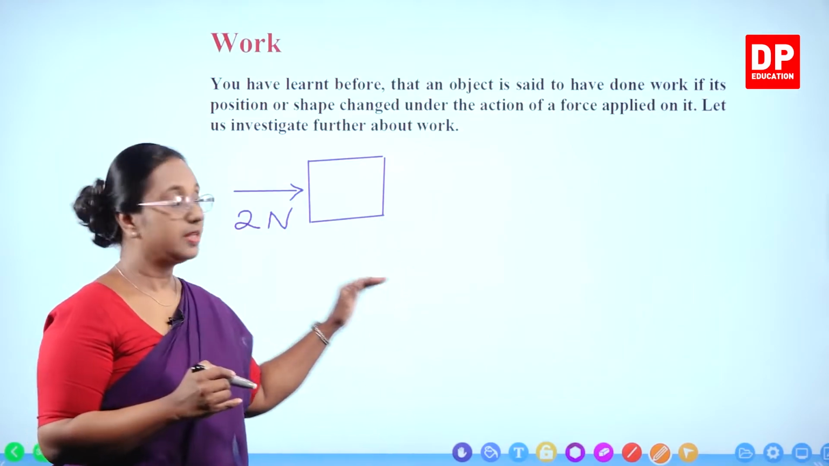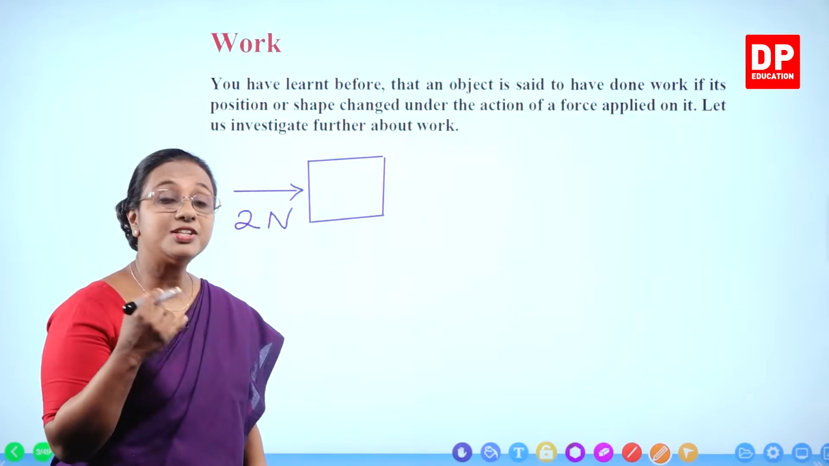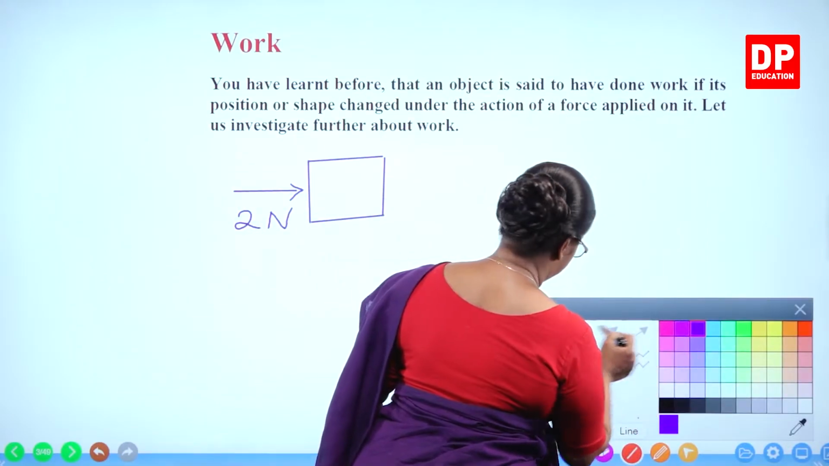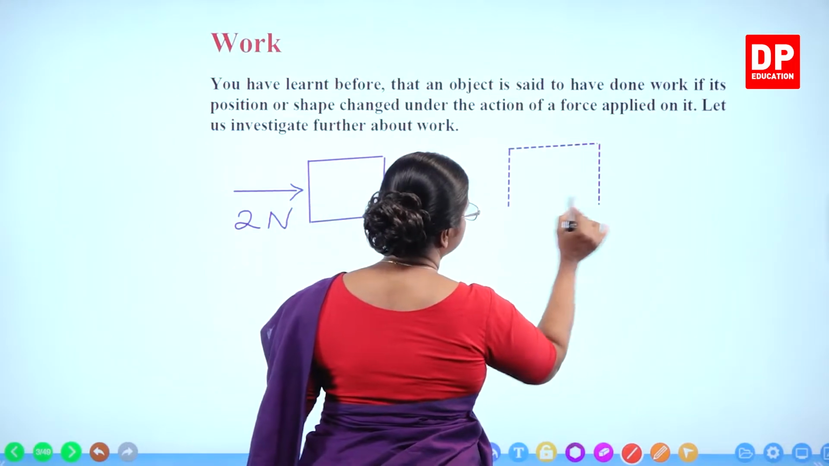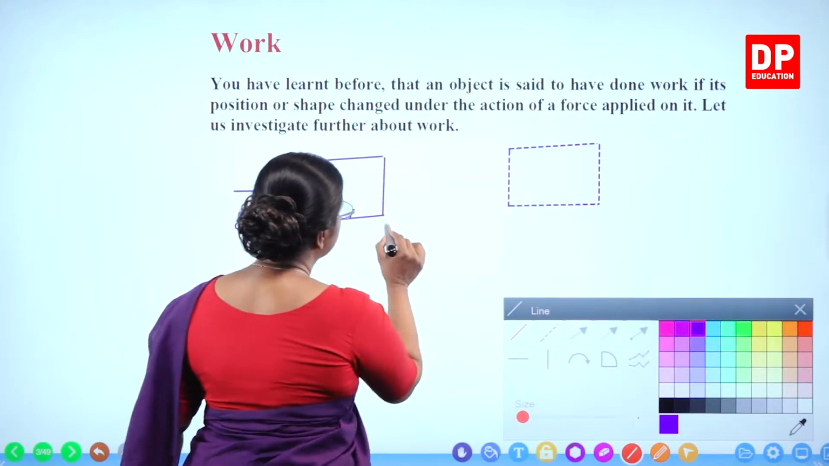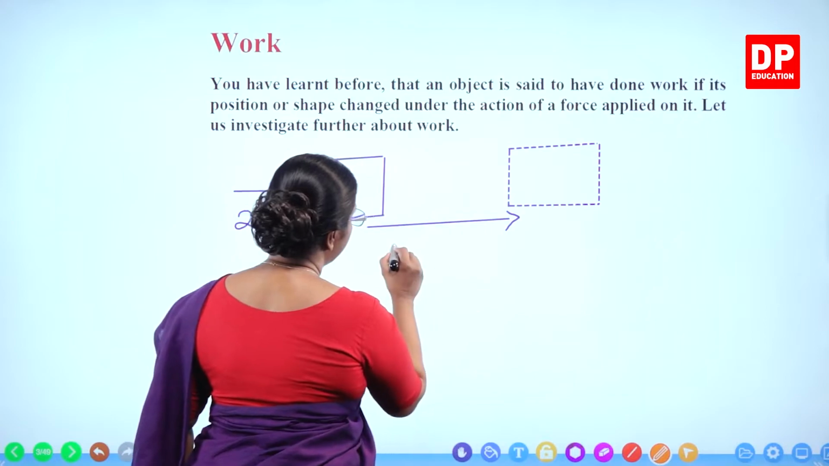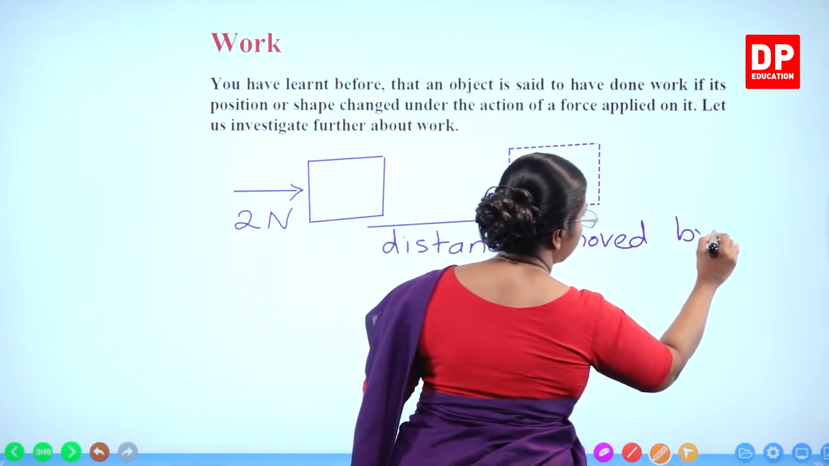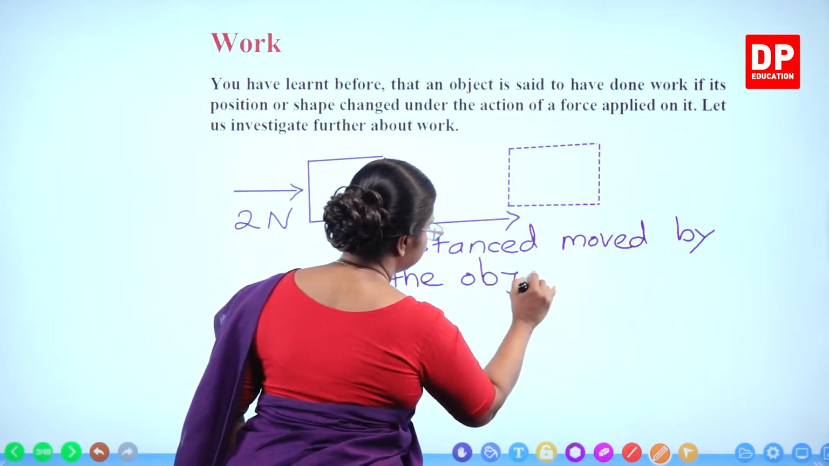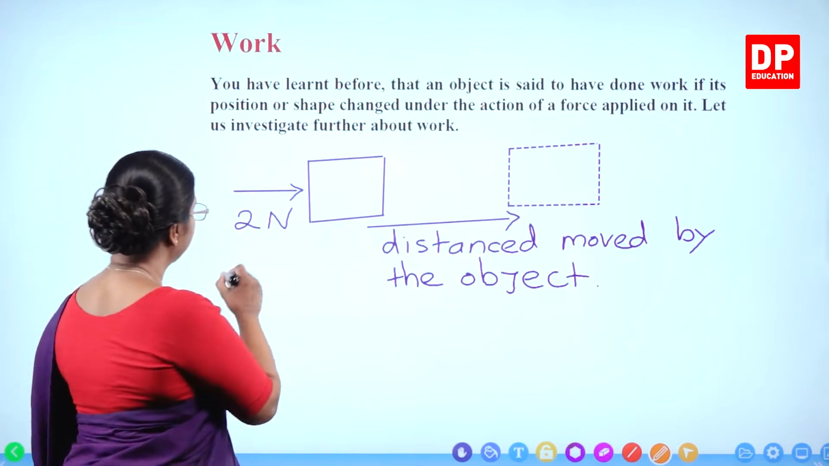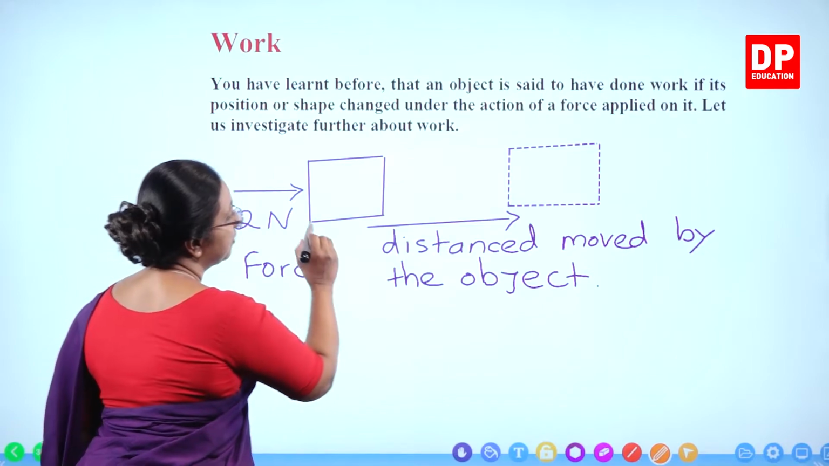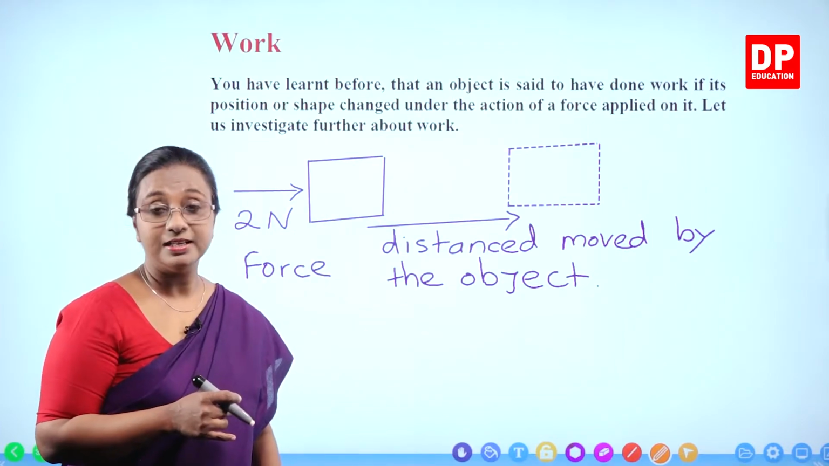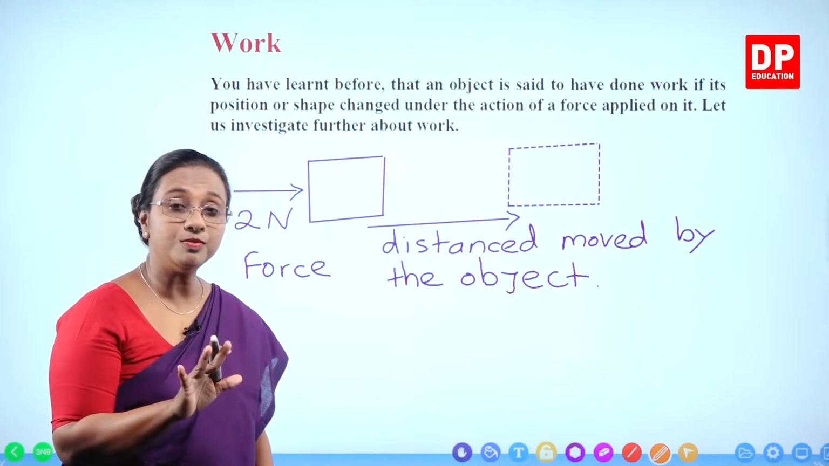So when you apply that force, this object will be pushed towards a certain direction, the direction in which you apply the force. So after some time, what will happen? This object will change its position. Maybe the object will come to this point. So from here, the object has moved to this point. So there is a distance moved by the object. So we apply a force of 2 Newton. By applying a force, we make the object to move by a certain distance. So then we say work is done.